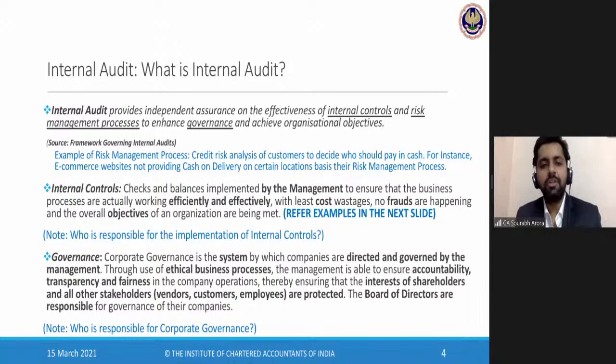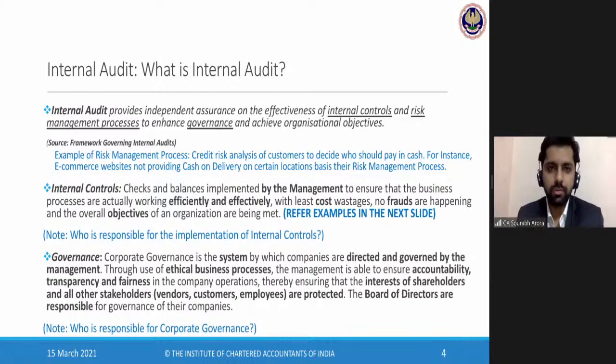Internal audit provides independent assurance on the effectiveness of internal controls and risk management processes to enhance governance and achieve organizational objectives. An example of a risk management process could be credit risk analysis of customers to decide who should pay in cash. For instance, e-commerce websites like Amazon and Flipkart do not provide cash on delivery in certain locations. It is precisely because of the risk management processes they have followed, and they have identified certain areas more prone to fraud and refusal of payments. So we have understood what a risk management process is through an example.